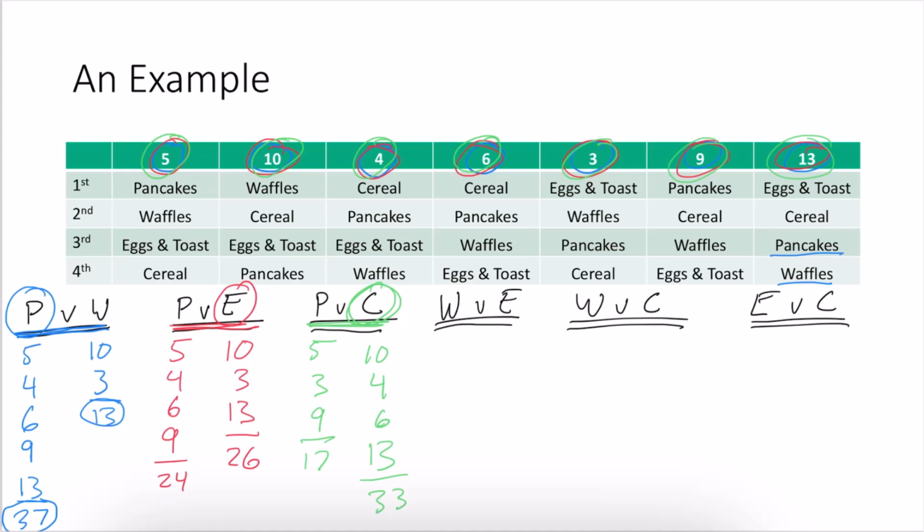But that's also pretty obvious because 10 plus 4 plus 6 plus 13 is going to be a bigger number than 5 plus 3 plus 9. So cereal would be the winner of that pair.